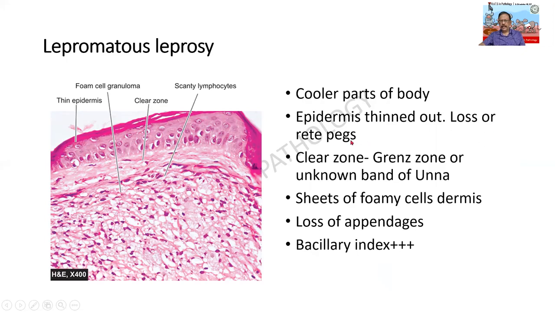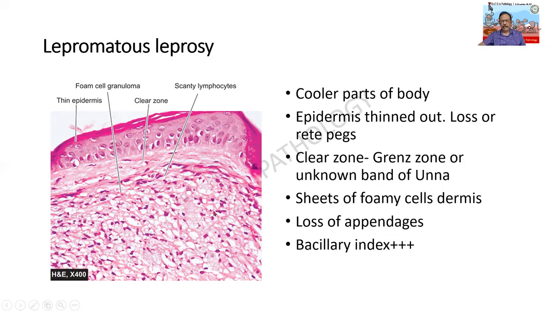There is a loss of the rete ridges. So the rete ridges are lost. And there is a clear zone. So here I find that there is a clear zone which is called the Grenz zone. Grenz is an Austrian dermatologist, or it is otherwise called the unknown band of Anna. Anna is again another person who has done a lot of research in this. Either the Grenz zone or the unknown band of Anna can be asked as MCQs.